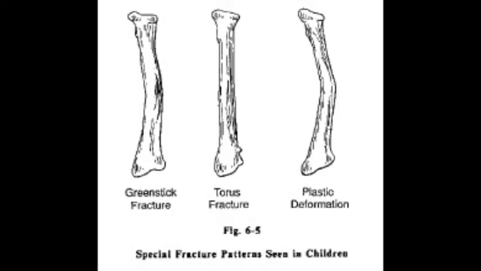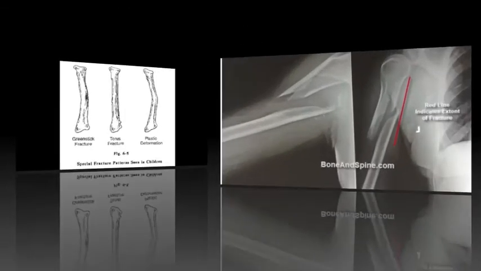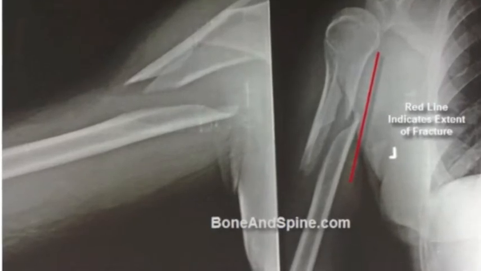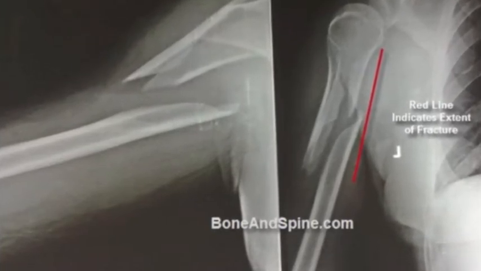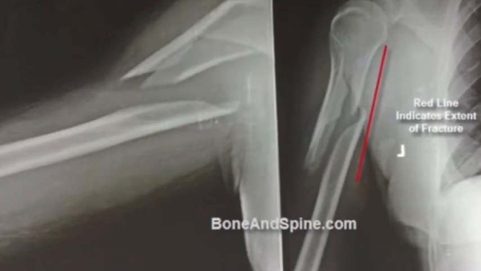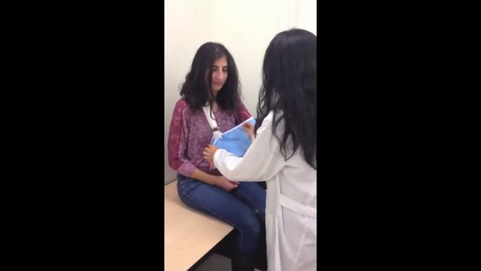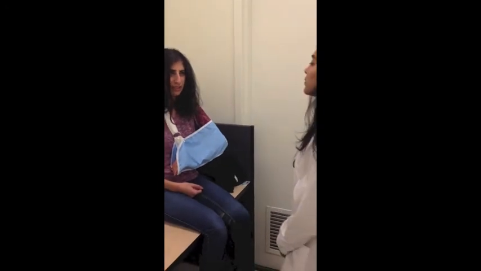Some common fractures seen in children are greenstick, torus, plastic deformation, and physeal injuries. Elderly people are more prone to comminuted fractures because they tend to have weaker bones. Okay, Melissa, you're all done. Do you have any questions? Yeah, so how exactly is my bone going to heal?